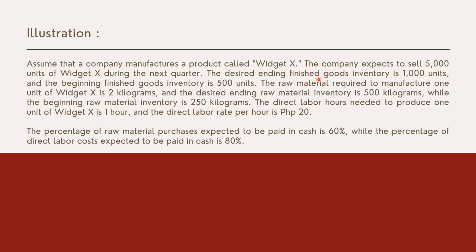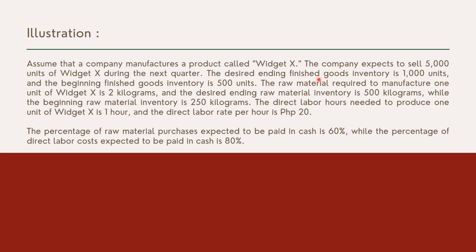Okay. So, the direct labor hours needed to produce 1 unit of Widget X is 1 hour and the direct labor rate per hour is 20 pesos. So, ilagay na yan sa papel. Isang unit ng Widget X, 2 kilogram ng raw materials, isang oras ng direct labor, at saka yung direct labor rate is 20 pesos per hour. Okay? Now, there is additional information. The percentage of raw material purchases expected to be paid in cash is 60%, while the percentage of direct labor costs expected to be paid in cash is 80%. Okay? So, 60% ng lahat ng mga raw materials purchases, babayaran in cash. Yung direct labor naman, na babayaran in cash is 80%.